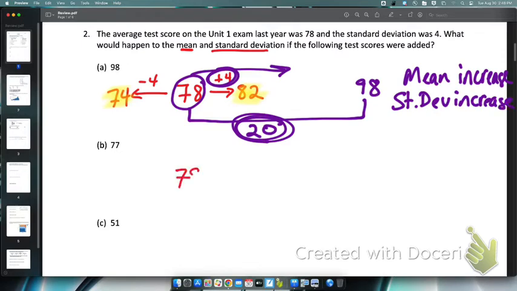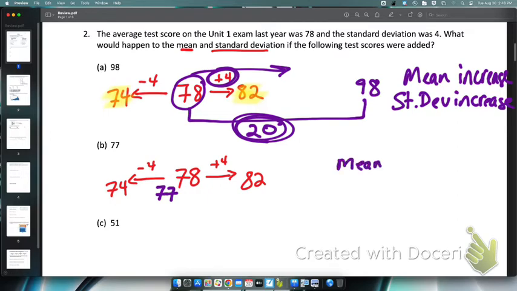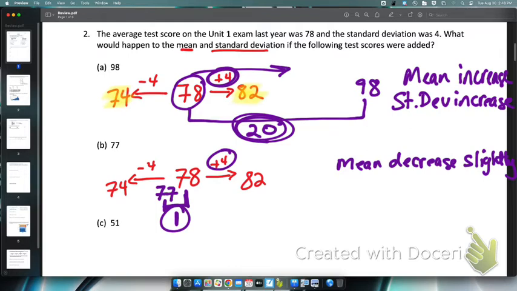All right, what about a 77? So again, I'm going to start with my 78, give or take my 4. All right, and now I'm going to add in a 77. Now, 77 is just slightly lower than a 78. So my mean would decrease very, very slightly. Now, standard deviation. The distance between the mean of 78 and the new number of 77, the distance is just 1. And so that distance of 1 has to be averaged with the average distance of 4. So that means that the distance would decrease. When I average in a 1 with the other numbers, then that's going to shrink the standard deviation. So the standard deviation would decrease.